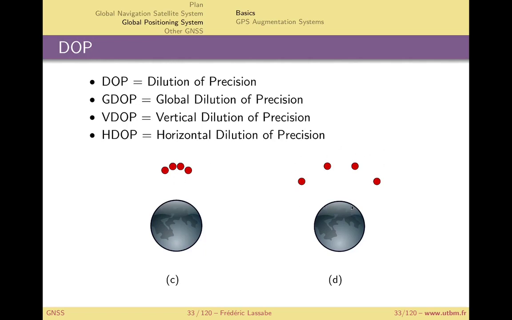Here they are more scattered. It's very good because their distances and locations are far from each other, so their information is not collinear, and it gives a lot of significance to each satellite distance and location.